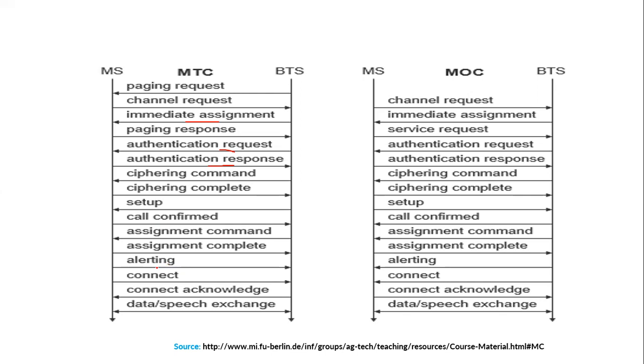Alerting is basically used to alert the user that the mobile is ringing. Whenever there is a call, what happens? Some sound comes from your mobile phone. The mobile starts ringing. That is nothing but alerting. You are alerting the user that somebody wants to reach you.